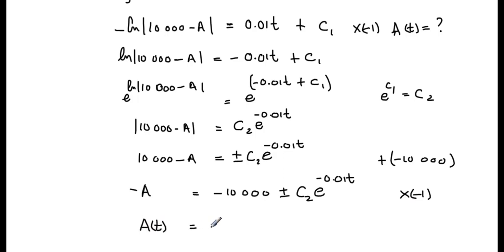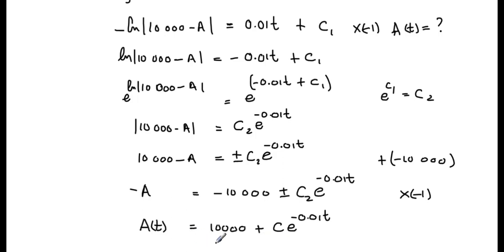A equals 10,000. And then if we multiply by minus, this is an arbitrary constant, we actually get another constant, which we can simply write as C e to the power minus 0.01 T. Because I'm multiplying this plus or minus C2 by minus, and C2 is a constant, I'll simply get another constant which I can call C here, which is not really a problem.